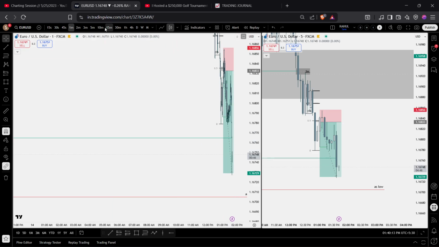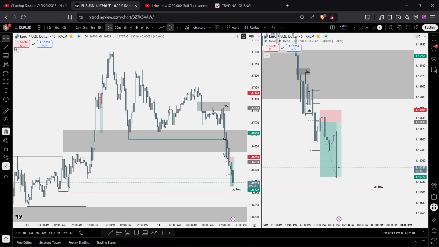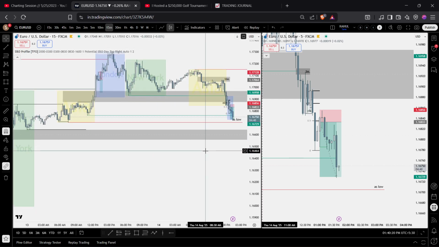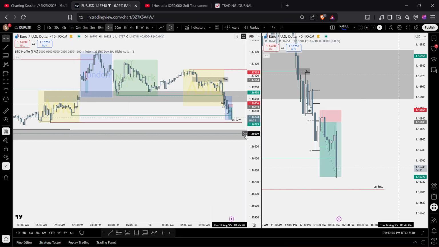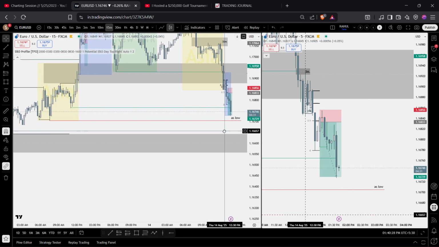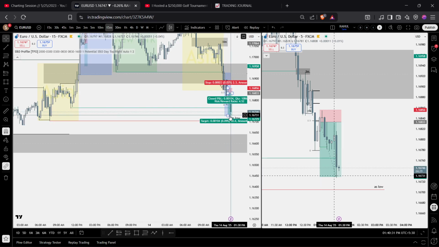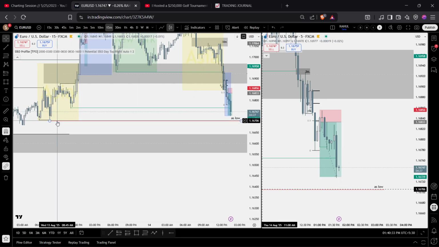See, this was the low which was created here in the Asian session. This is the low which initially gave the movement higher. That's why I had marked this low. It has broken through that low.